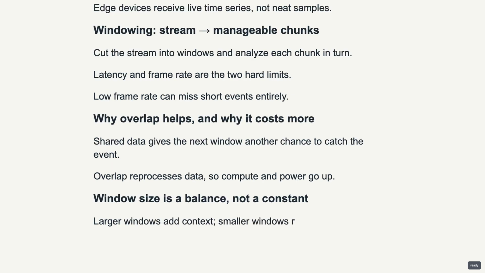A larger window can help separate noise from real structure because the model sees more of the signal at once. A smaller window makes decisions faster, but it may not contain enough evidence for a stable result.